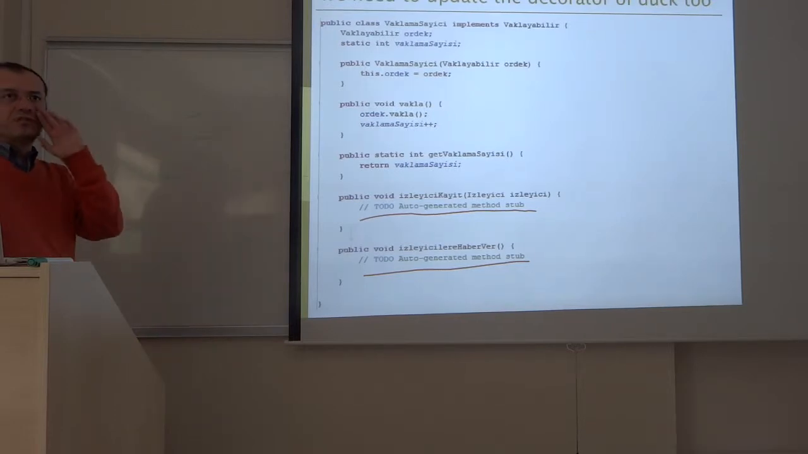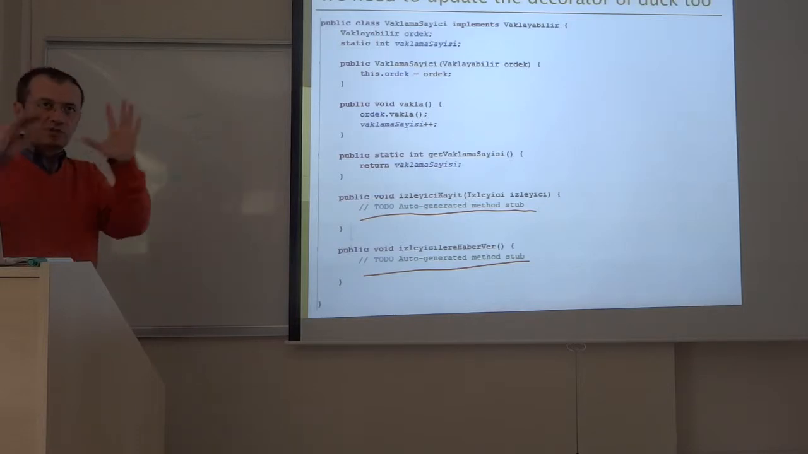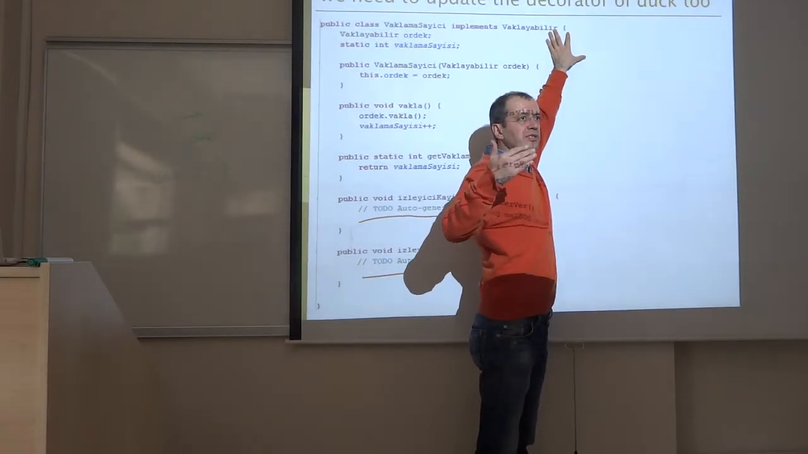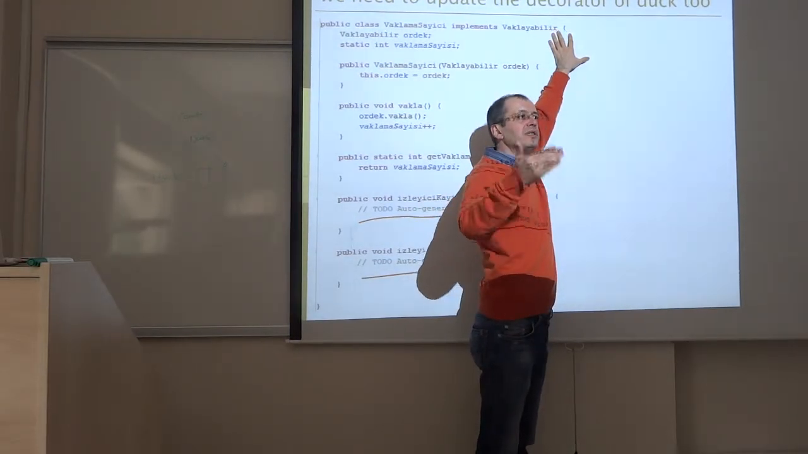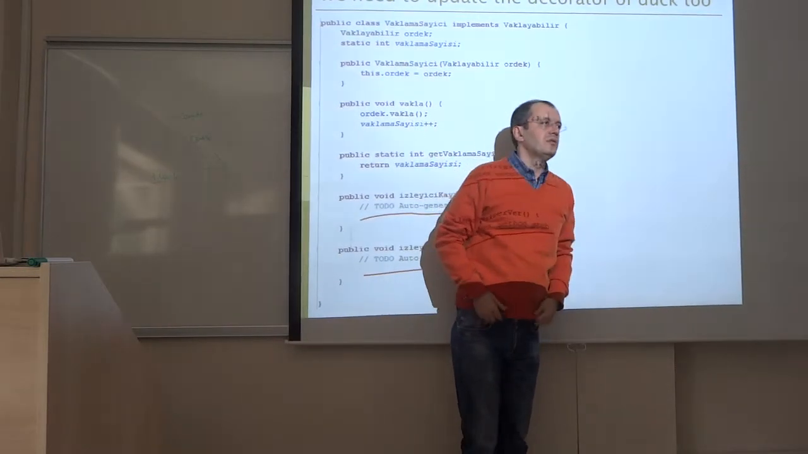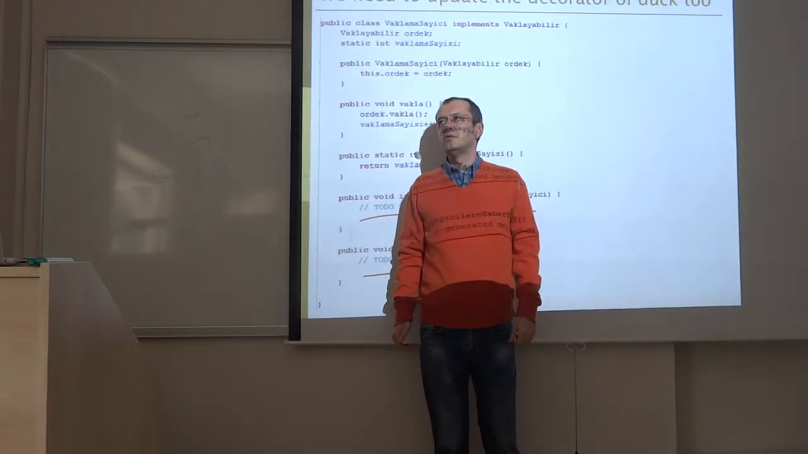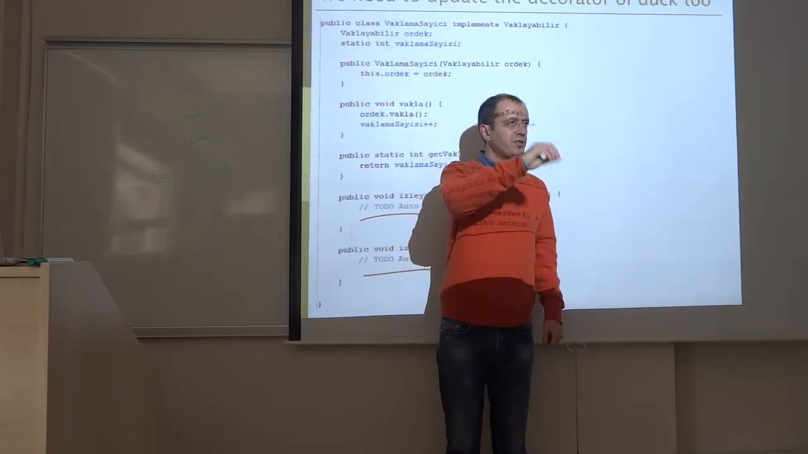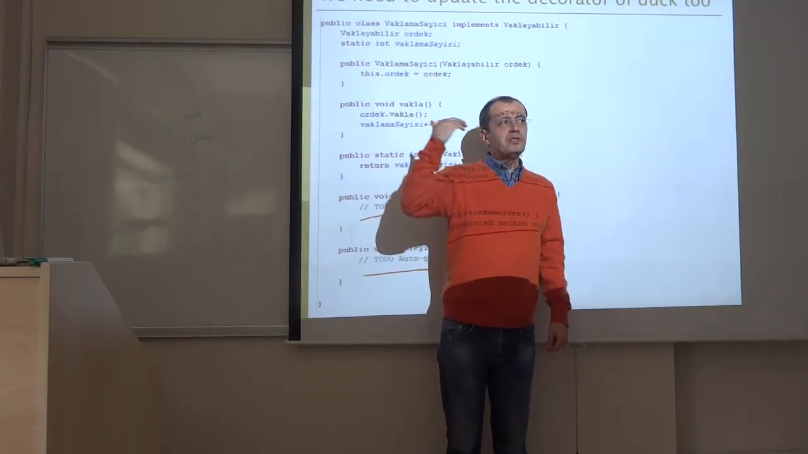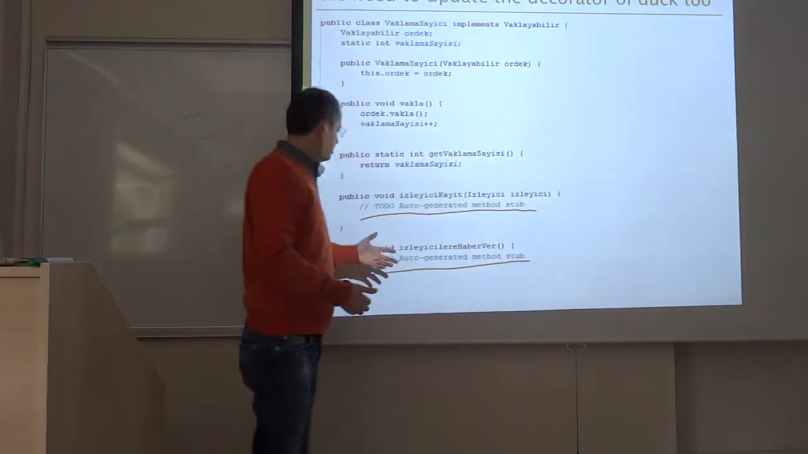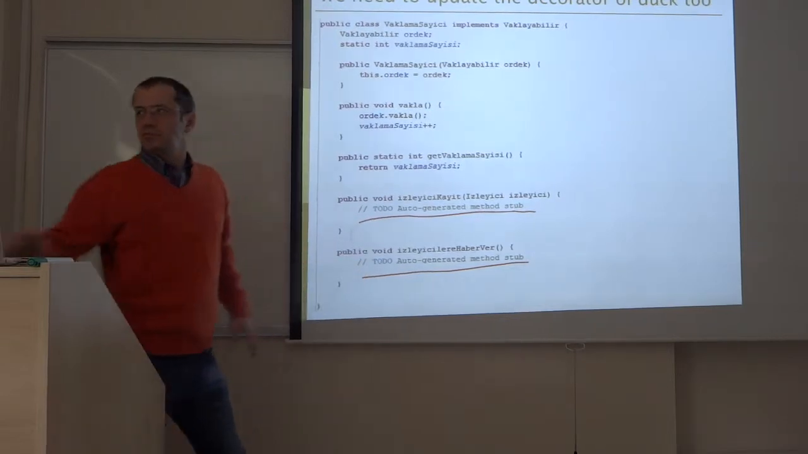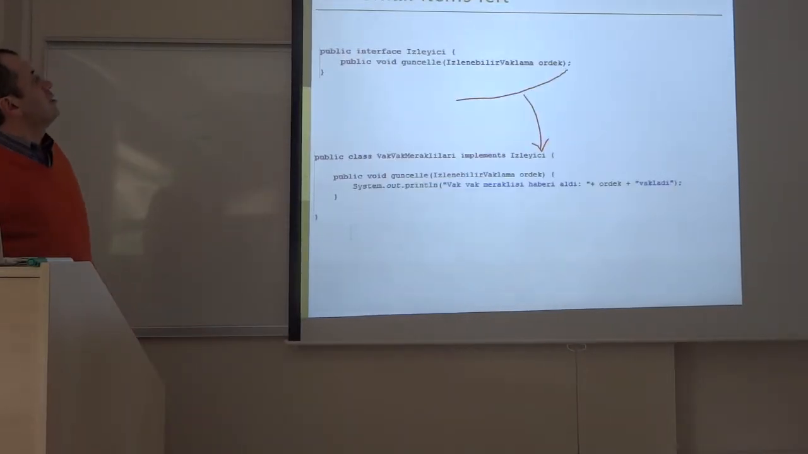Yeah, we need to update the decorator as well. Because remember, the decorator is also implementing Vaklayabilir. And now since Vaklayabilir is extending the izlenebilir interface, there are two more methods that need to be implemented, and these are these two. And what else?